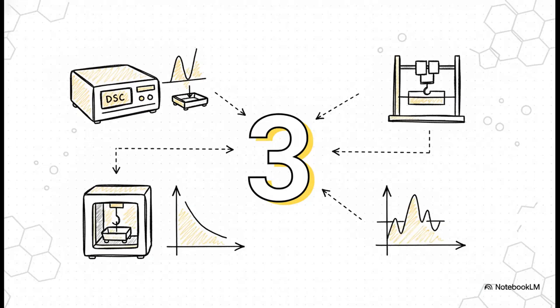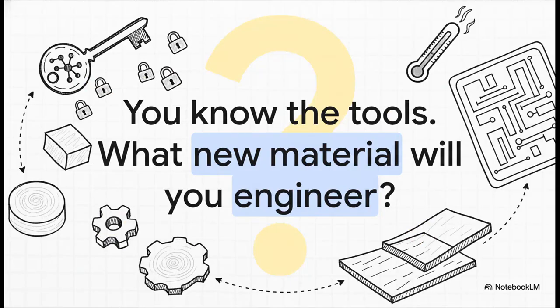So remember these three, DSC, TGA, and DMA. They are absolute workhorses. They're fundamental, powerful tools that are going to be in your engineering toolkit for your entire career. You now have the keys to unlock a material's deepest secrets, to really understand its limits. So the only question that's left is, what are you going to do with that knowledge? What amazing new material are you going to help create?